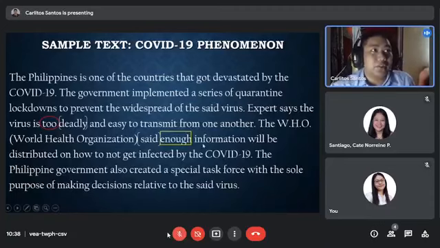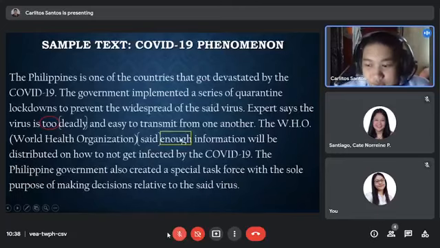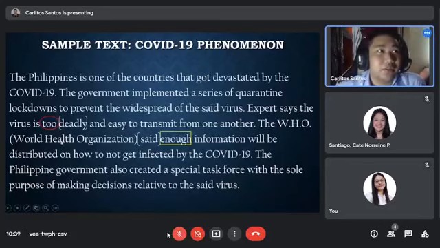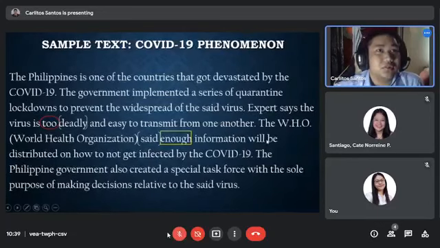again we have too and enough here. We have talked about too in the previous paragraph. We have here enough. In this sentence, the word enough also means sufficient. Hopefully, again we have the word said, hopefully enough or sufficient information will be distributed on how to not get infected by the COVID-19.